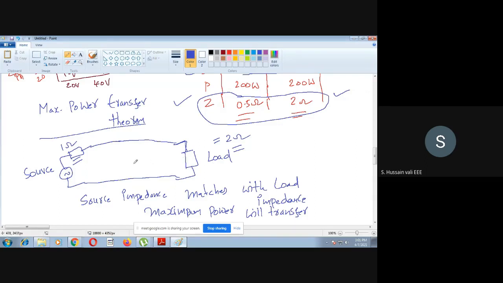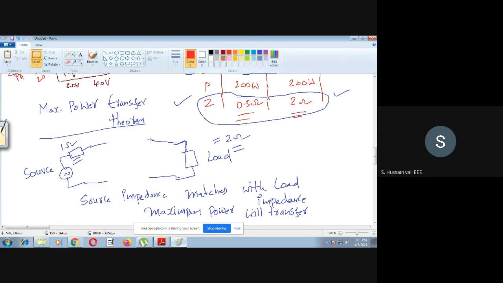So you have to match that. That is what the maximum power transfer theorem says. But say, for example, the source impedance is 1 ohm and the load impedance is 2 ohm, so you can never match them here. Now what I'm going to do is connect a transformer between these two.